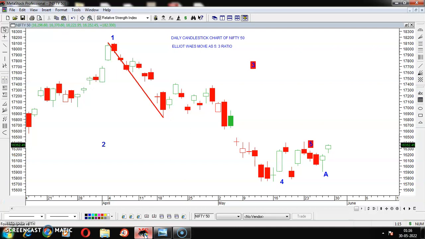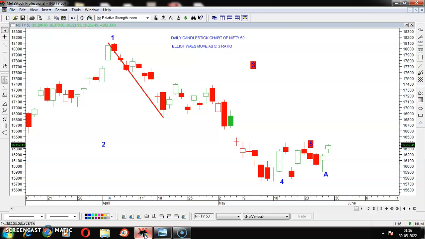You can choose any stock chart or any index chart. I personally have chosen the index chart, the Nifty chart, over here. Those who are short-term traders can plot this indicator in the daily chart. Those who are intraday traders can also plot it in a 15-minute chart. Those who are mid-term traders can plot it in a weekly chart. Now this is the daily candlestick chart of Nifty.